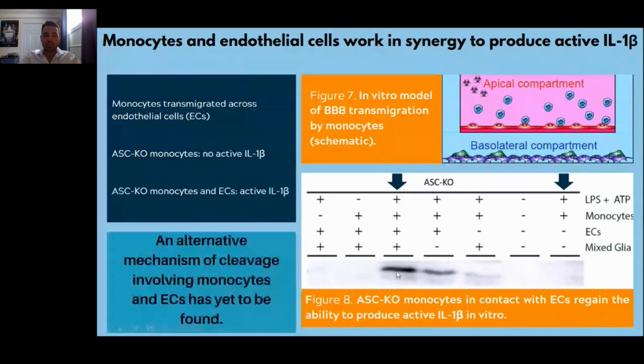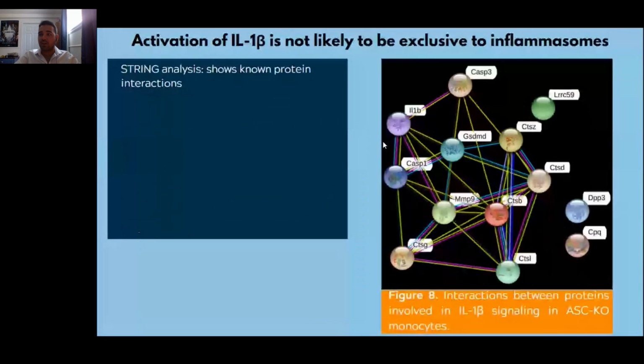this new interaction between monocytes lacking ESC adapter protein and endothelial cells brings into play new proteomic interactors that need to be taken into account if you want to fully understand how IL-1 beta is activated. Thus, we tried to identify these protein interactors using proteomics and bioinformatics.